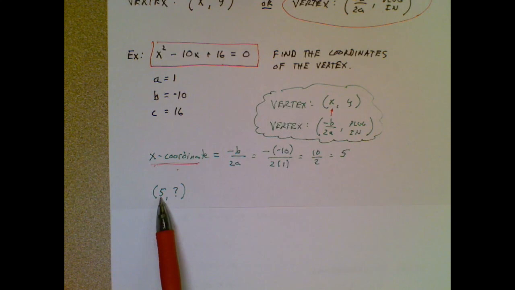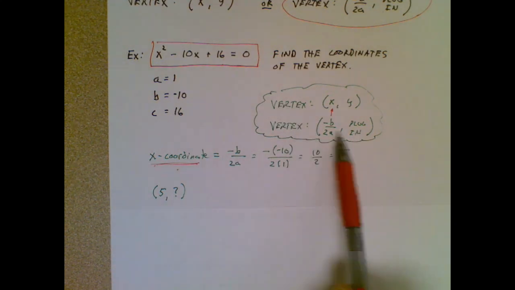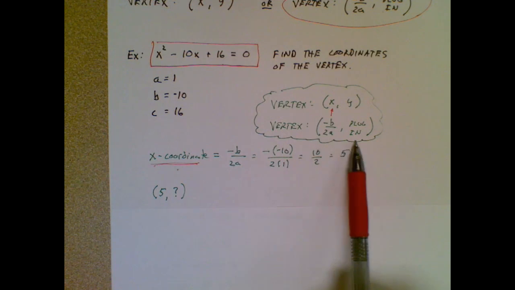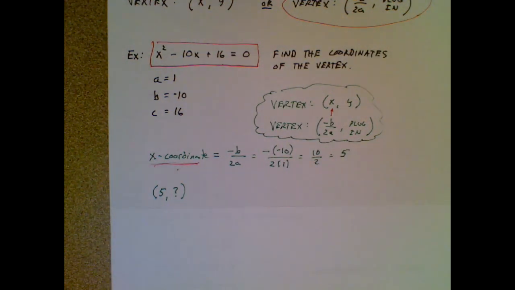I now know my x coordinate, but I just don't know my y coordinate. But if I go back up to this formula, it says this negative b over 2a gets me my x coordinate. I've already done that. I have to plug in to get the y coordinate. Well, we've plugged in about 738 times here in Algebra 1.